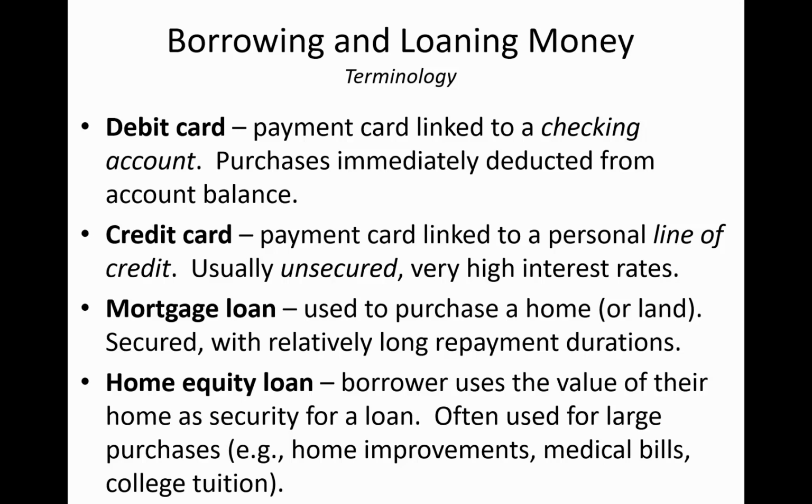Another aspect of the difference between a credit card and a mortgage loan is that a credit card, in theory, and a lot of people in practice, just pay it off every month without accruing any fee or interest. A mortgage loan may have a time horizon of 15 or 30 years, or in some cases even longer. And so it has a relatively long repayment duration.